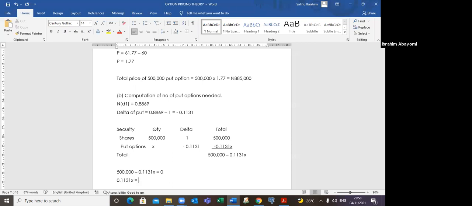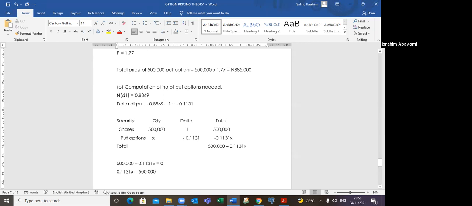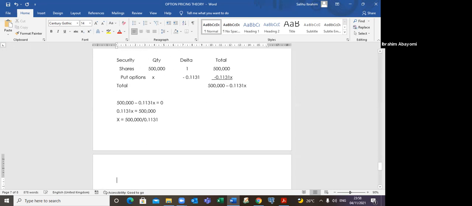0.1131x equals 500,000. So divide both sides by what? 0.1131. So I have 500,000 divided by 0.1131. My x will be equal to what? My x should be 4,420,866.